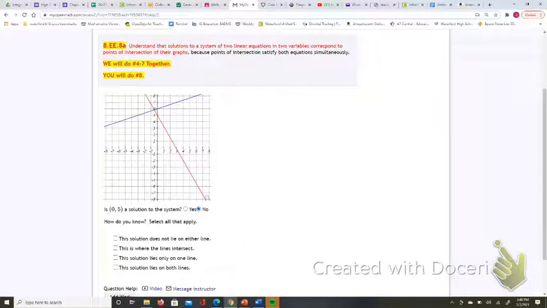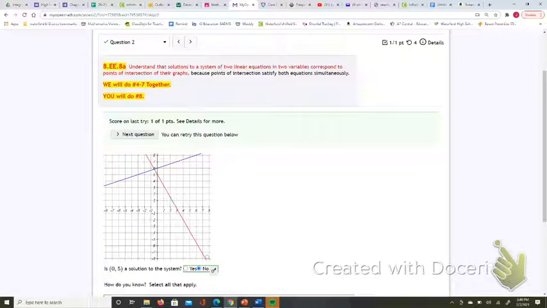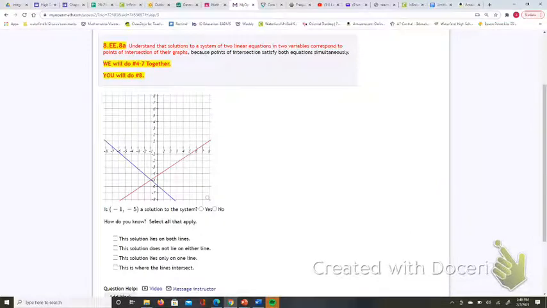It says this solution lies only on one line. That point is on the red line, it's not on the blue line. So this solution lies only on one line. And then submit, and we go to number 3.